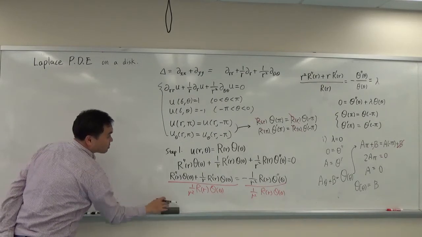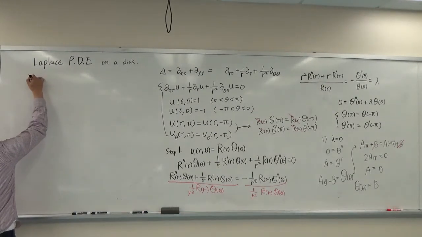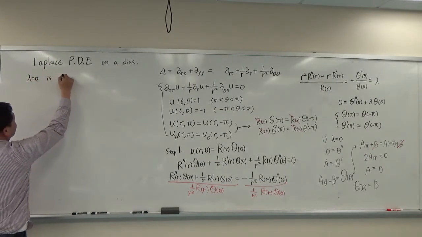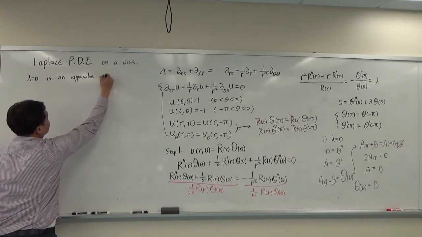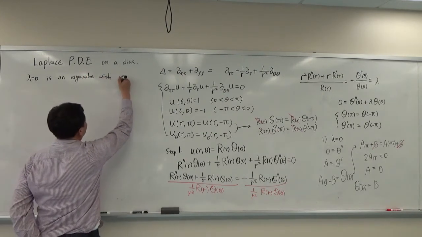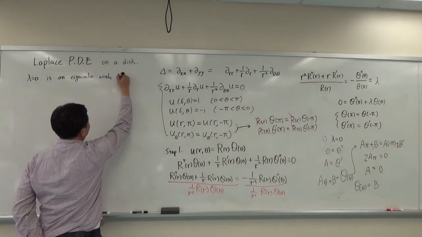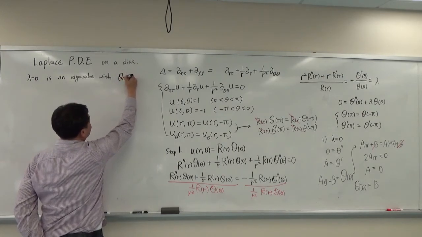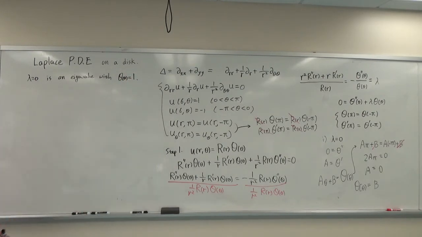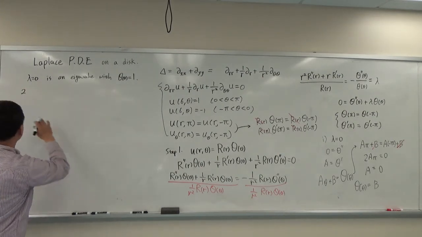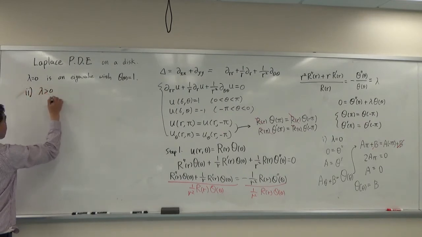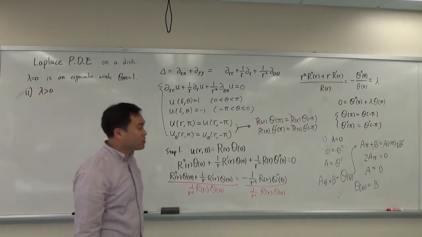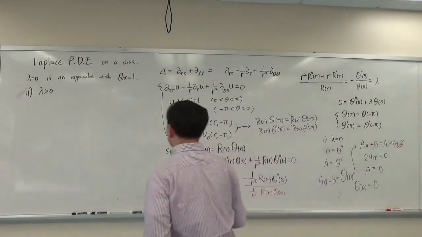All right, so we see that lambda equal to 0 is an eigenvalue with eigenfunction theta of theta being just 1, okay? Now, second case, number two, lambda greater than 0, okay? Now, for that one, we've done it many times, so let me just skip right to the solution.